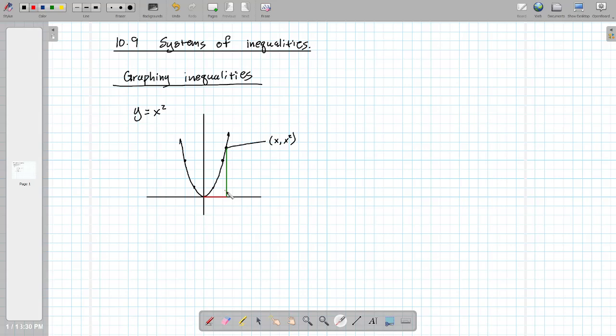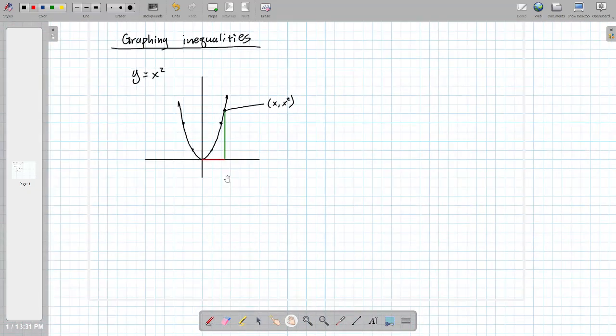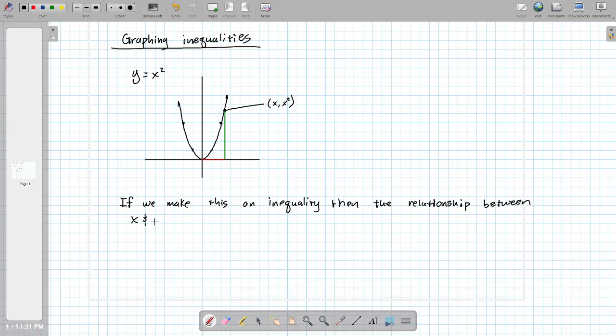Now, we should be aware of this already, maybe not this particular formatting of our coordinate, but we should be aware of how graphs work in general. But now this is y is equal to x squared. If we're talking about inequalities, then we're not going to have equal to, we're going to have greater than or equal to, or less than or equal to, or something where one variable is greater than or less than a function of the other variable. If we make this an inequality, then the relationship between x and y changes, or our solution set.